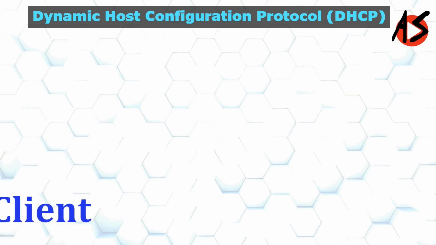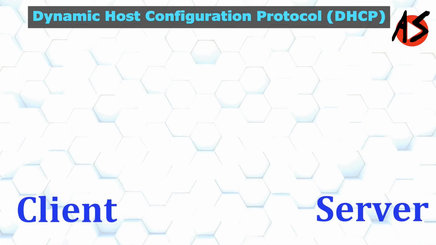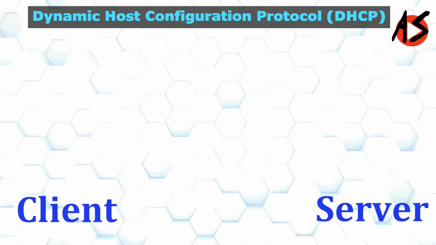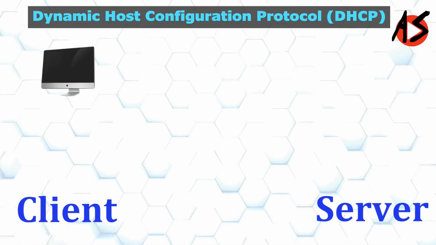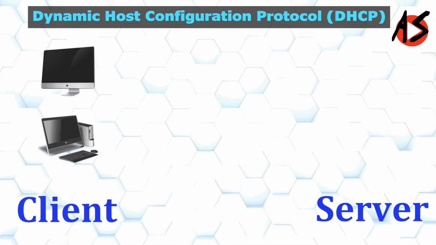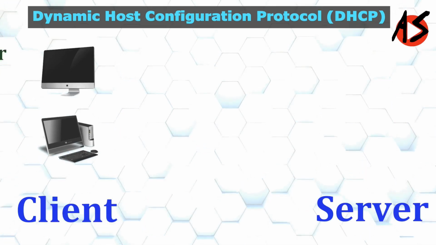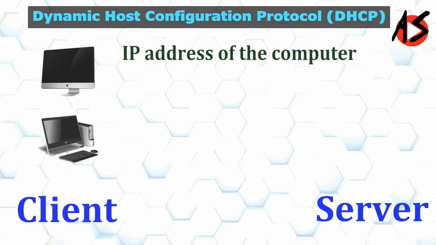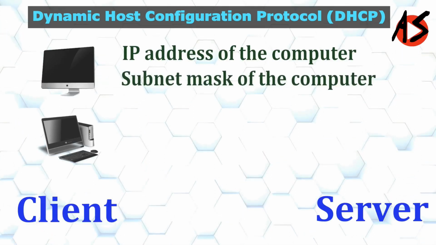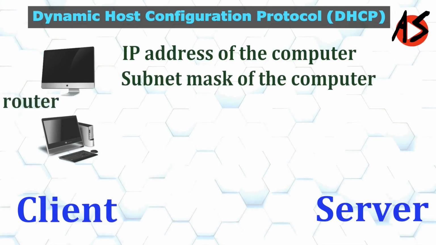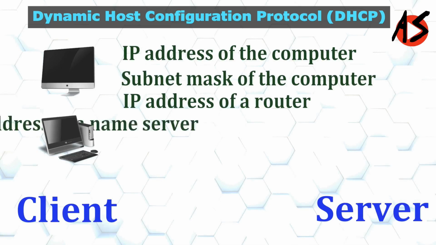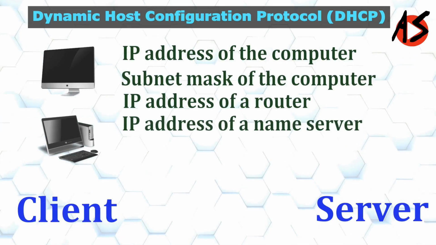DHCP is a client-server protocol designed to provide the four pieces of information for a diskless computer or a computer that is booted for the first time. First, the IP address of the computer. Second, the subnet mask of the computer. Third, the IP address of a router. Fourth, the IP address of a name server.